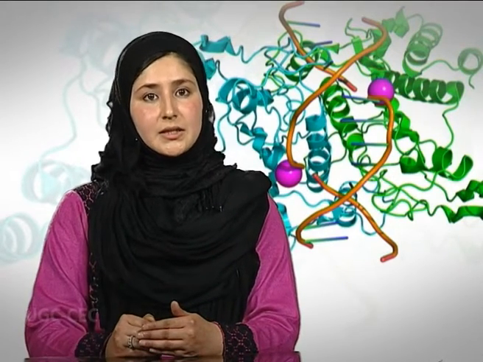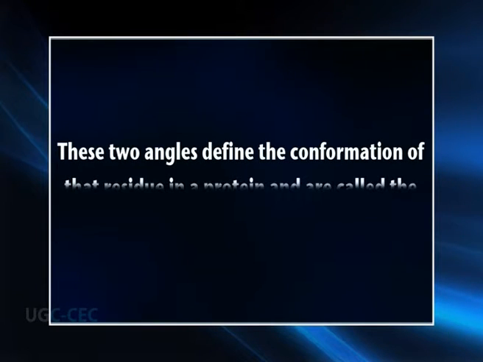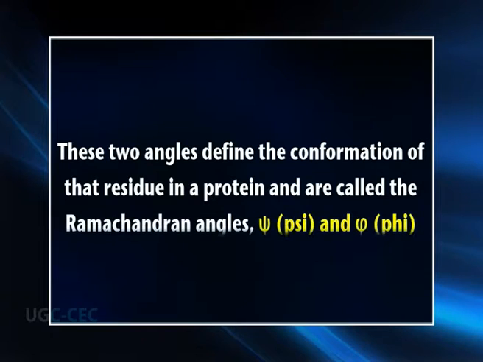Rotation in one direction is positive, so the values go from 0 degrees to 180 degrees, and in the other direction they go from 0 degrees to minus 180 degrees. Hence, 180 degrees is equal to minus 180 degrees in this notation. These two angles define the conformation of that residue in a protein and are called the Ramachandran angles, which are now psi and phi.